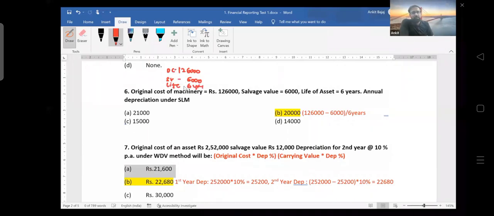Now we have seen there are two methods of depreciation. First is WDV, and second method is SLM. Now SLM means where you will be charging the same amount of depreciation every year. And what is the formula for SLM? It is total cost minus scrap value divided by number of years. So here we have to use the SLM method to find out the depreciation.